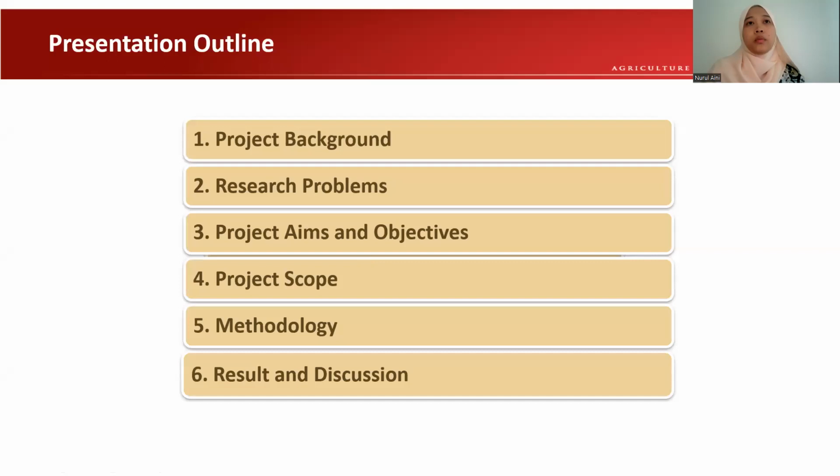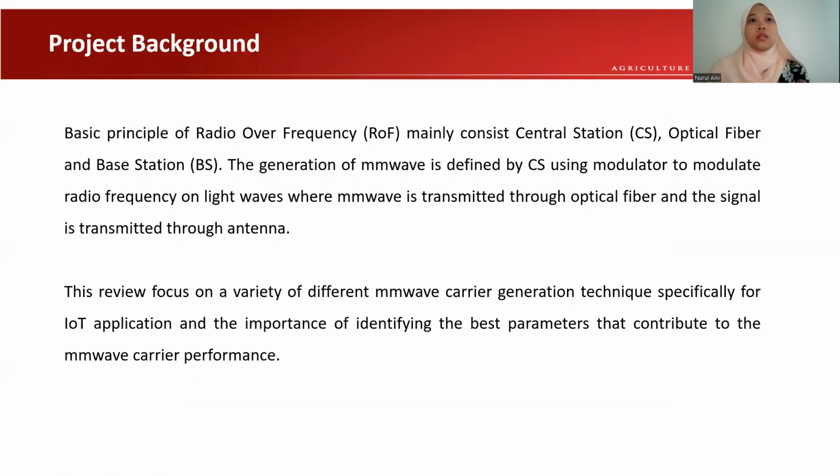The presentation outline will be 6 items: project background, research problem, project aim and objectives, project scope, methodology, result and discussion. So for the project background, basic RoF mainly consists of center station, optical fiber and base station. The generation of millimeter wave is defined by the CS using a modulator to modulate radio frequency on light waves, where the millimeter wave is transmitted through optical fiber and the signal is transmitted through antenna.